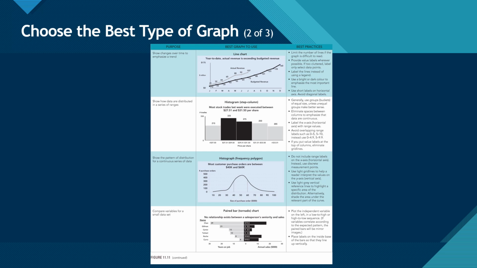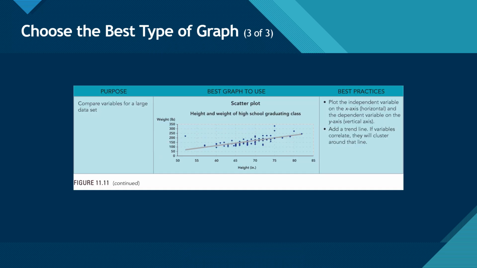Histograms or step columns show how data are distributed in a series of ranges. Histographs or frequency polygons show the pattern of distribution for a continuous series of data. Paired bar or tornado charts compare variables for a small dataset. Scatter plots compare variables for a large dataset.